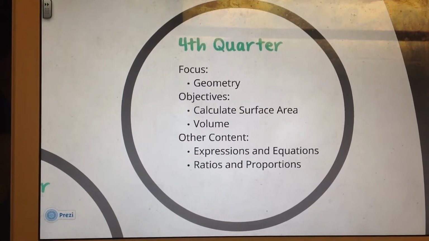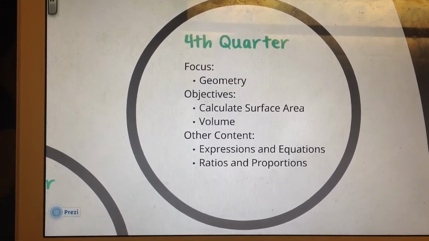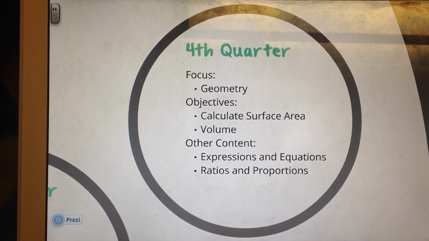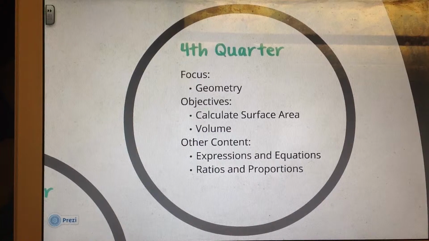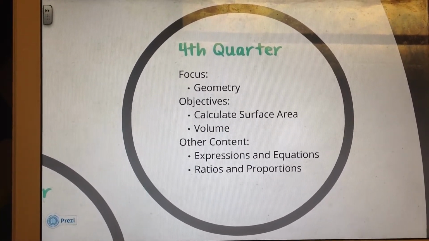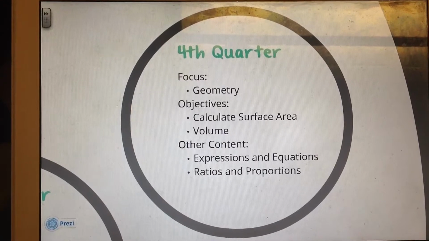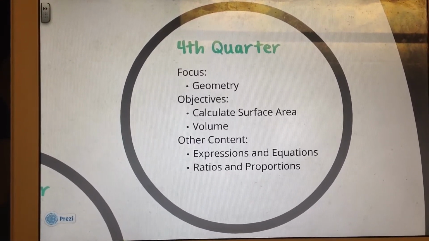Expressions and equations is covered by students using equations to find area and volume, and ratio and proportions is covered because students find the area of the smaller building and use a proportion to find the area of larger buildings.